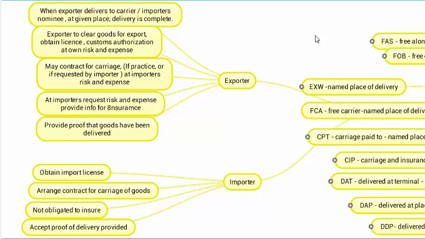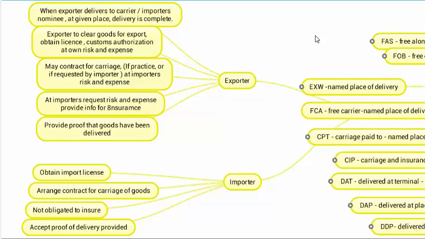Exporter should clear the goods for export. Exporter should obtain license for export. Exporter should obtain customs clearances and authorization at exporter's own risk and expense. In earlier case in X-Works, exporter was not arranging any license or customs clearance. In FCA, exporter will arrange for license for export as well as customs clearance.